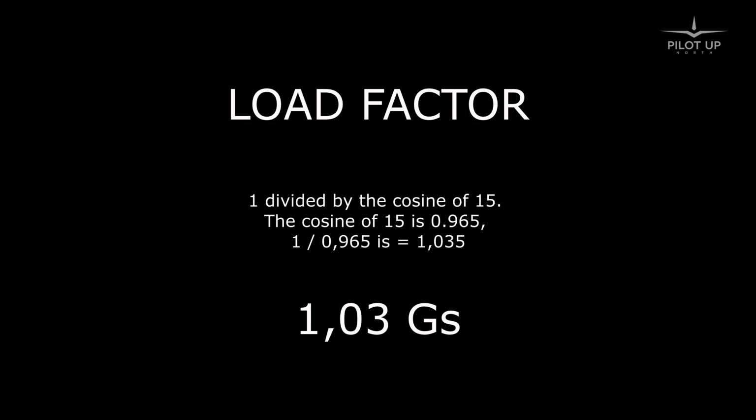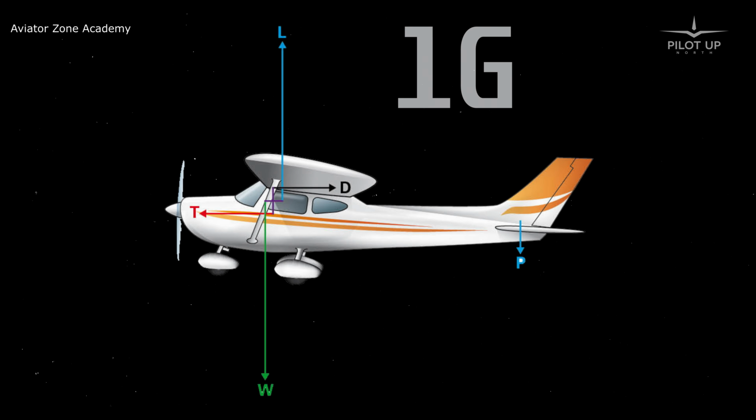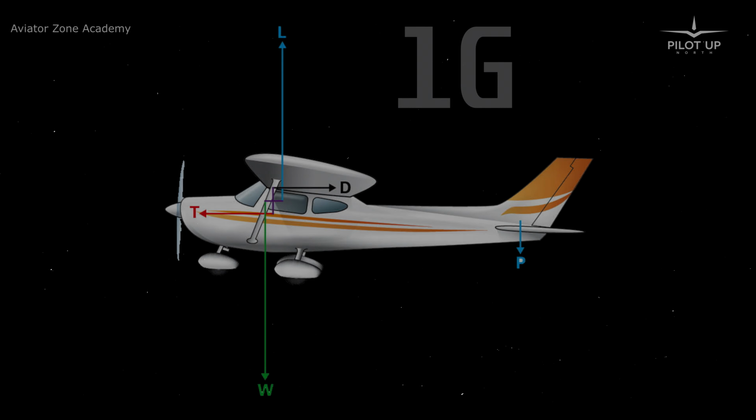1 divided by the cosine of 15. The cosine of 15 is 0.965. So 1 divided by 0.965 is equal to 1.035. This means that there is a force of 1.03 Gs taking place on the aircraft and its occupants, which is almost nothing compared to 1 G force experienced during a straight and level flight.